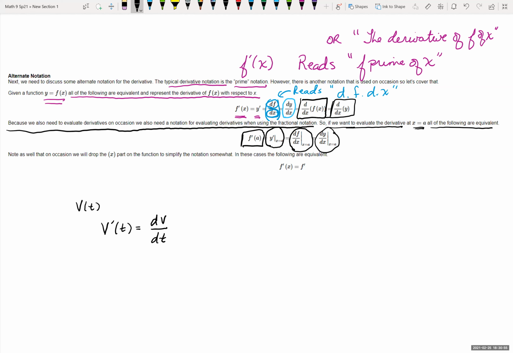Okay, so note as well, on occasion, we may even drop that x on the part of f prime of x. So you might even see f prime instead of f prime of x with the x in there. They mean the exact same thing. So notation wise, if you see those different notations, you should be able to recognize that it's just talking about the derivative, which function it's talking about, and what variable it's representing.